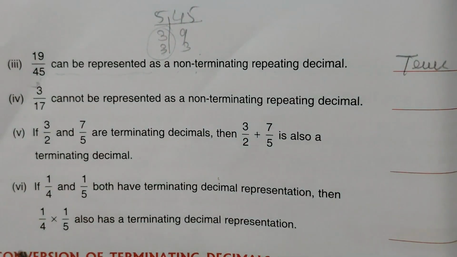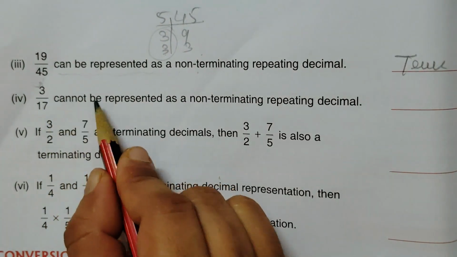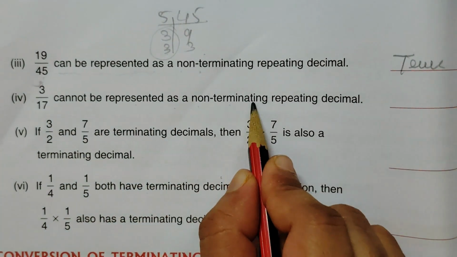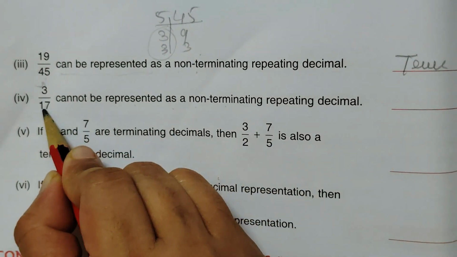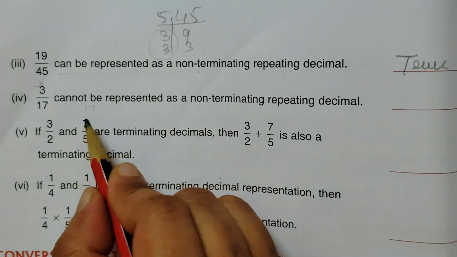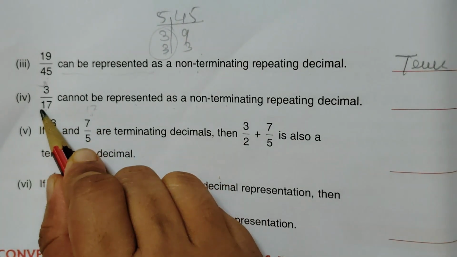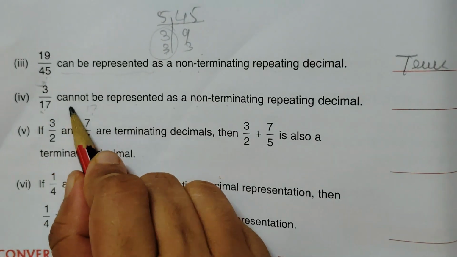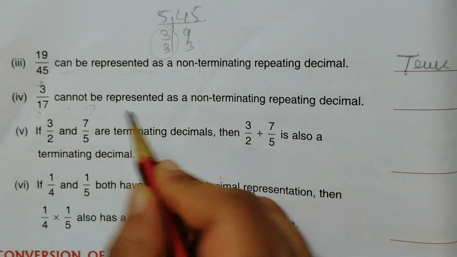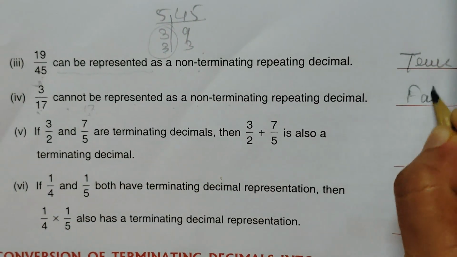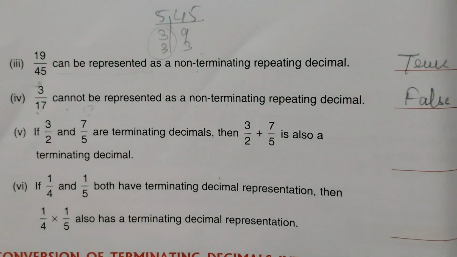Now next question: 3 upon 17 cannot be represented as a non-terminating decimal. 17 is a prime number, it goes only in the 17 table. So the factor of 17 is 17 itself. So it is a non-terminating decimal, but they have mentioned cannot be represented, so this is false.